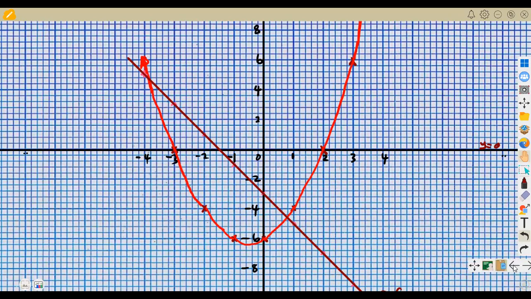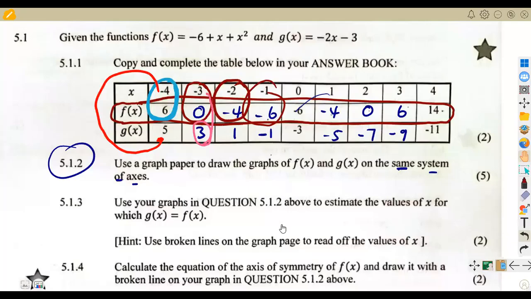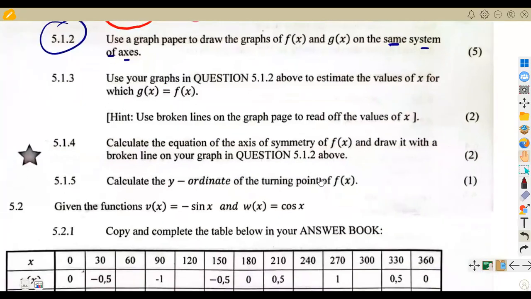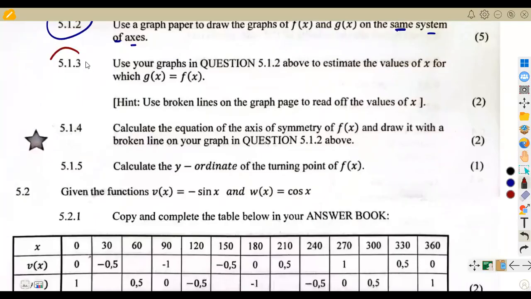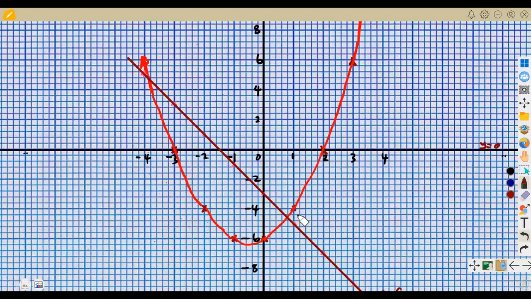All right, let's see the other part of the question. I think on the drawing part, we are there. That was 5 marks actually to draw this. Then 5.13, use your graph in 5.12 above to estimate. So take note, estimate. These are not exact values. So you're not supposed to give an exact answer. They just take an approximate value from what you're going to get, all right? Where g(x) is equal to f(x). Remember, g(x) is equal to f(x) at the point of intersection.